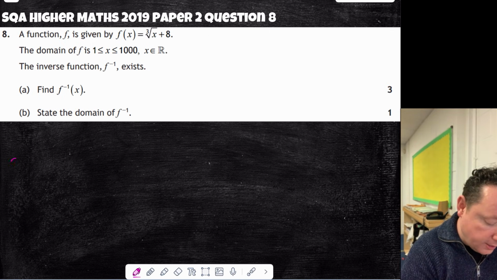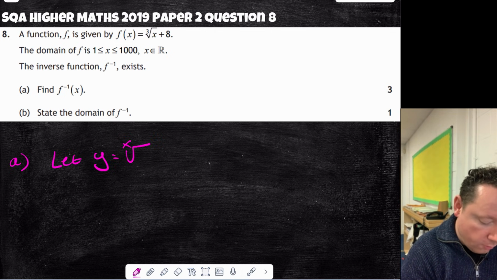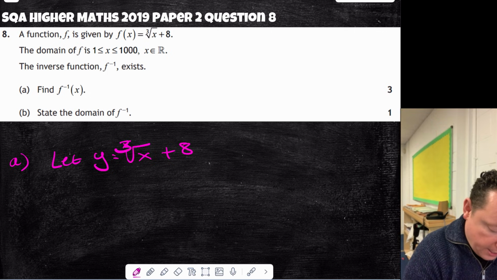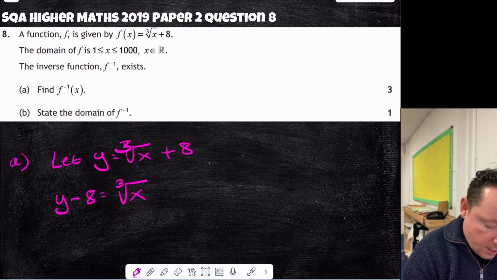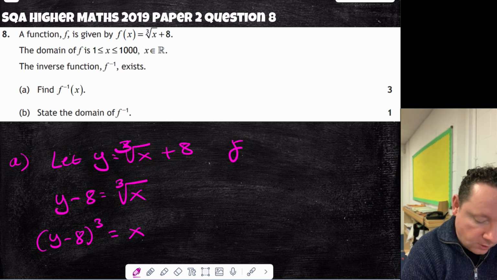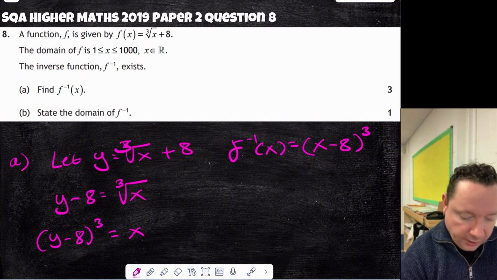So how I always do this is I let y equal the cube root of x plus 8 and I'll just rearrange that to make x the subject. So y minus 8 equals the cube root of x. Cubing both sides then, I get y minus 8 cubed equals x, and I then straight away can say that the inverse function of x is equal to (x minus 8) cubed. I just swap the y for an x.